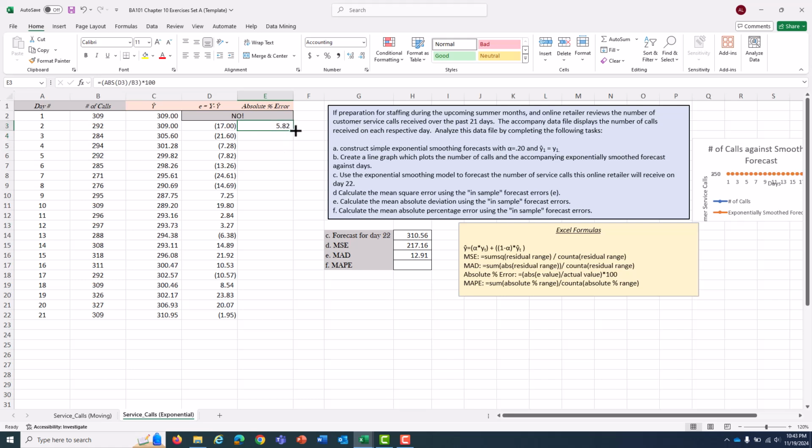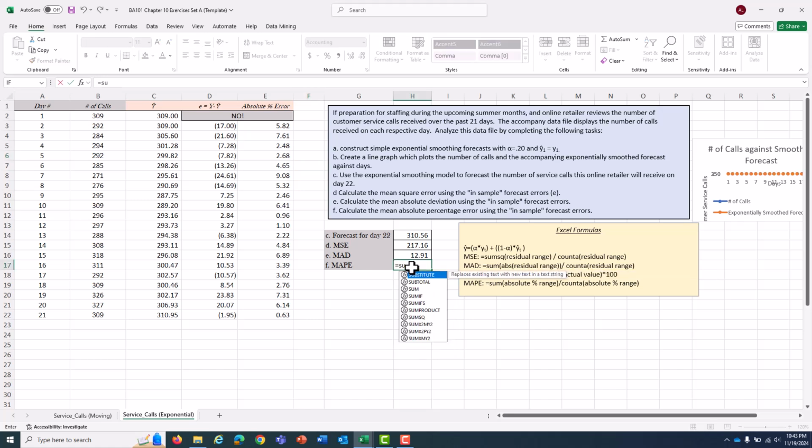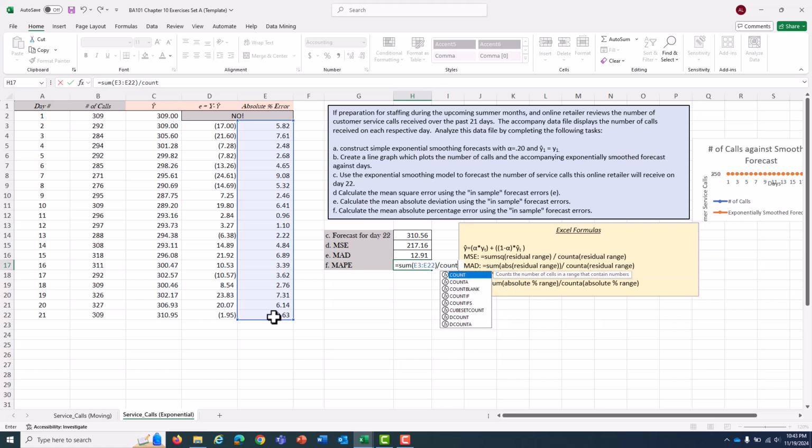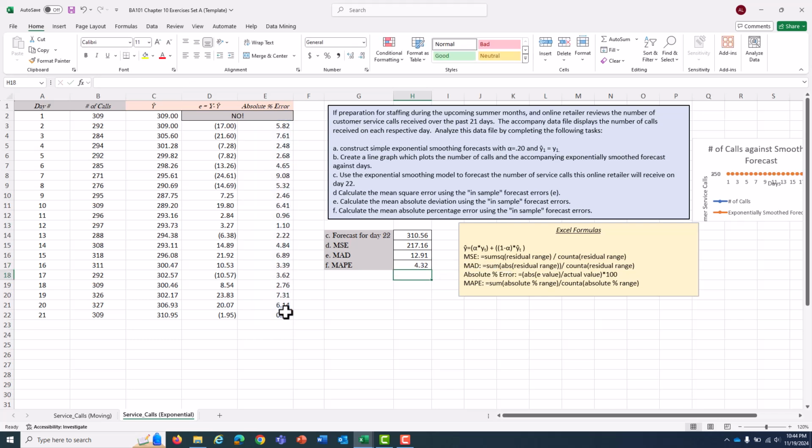I can go through and fill in the rest of this column by double-clicking the fill handle, and there we go. We have the absolute percentage error for each day. We see what percent of our actual calls our prediction was off by. And now I can find the mean absolute percentage error by taking the sum of the absolute percentage error range, which is everything we just calculated in cells E3 to E22, and dividing it by how many points we have that absolute percentage error for, which is the same exact range in cells E3 to E22, which would be those 20 points that we have. And that comes out to be 4.32.